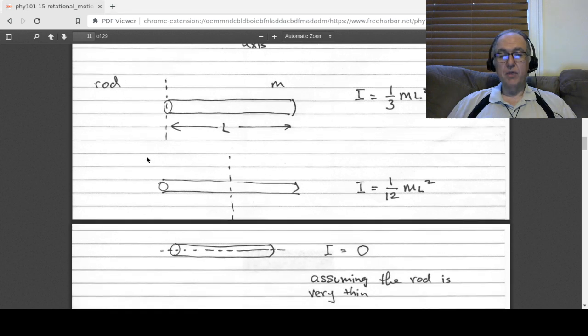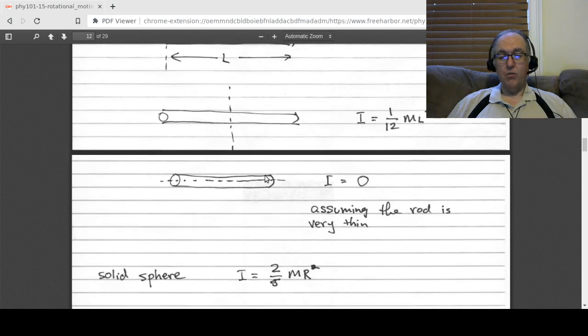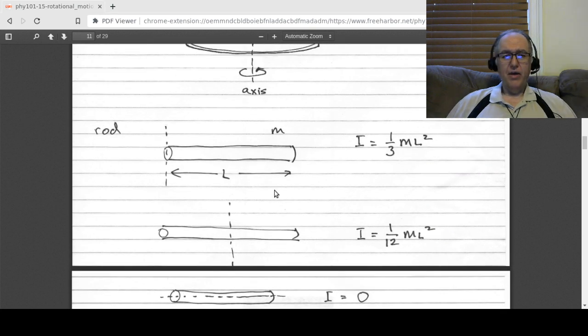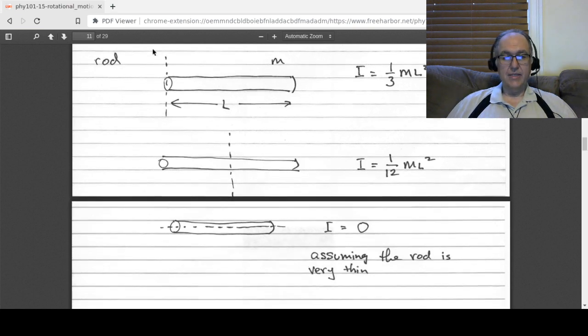What if you put the axis right along the rod itself? Well, if the rod is very thin, that's like putting all the mass along the axis. You'd have no moment of inertia. And you might get crazy here and say, what if I make my axis at some angle? Well, then this formula doesn't work. You could still calculate it, but it would be a fairly complicated calculation. So we're just going to stick to these shapes and these axes.